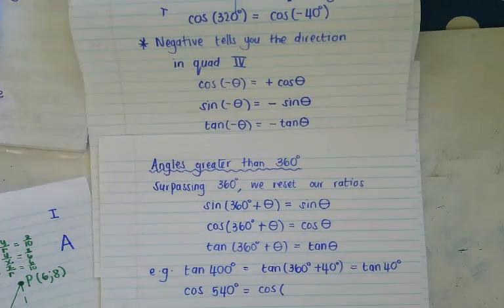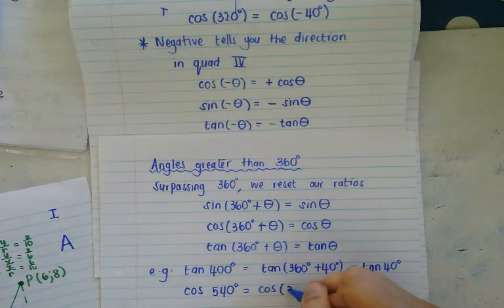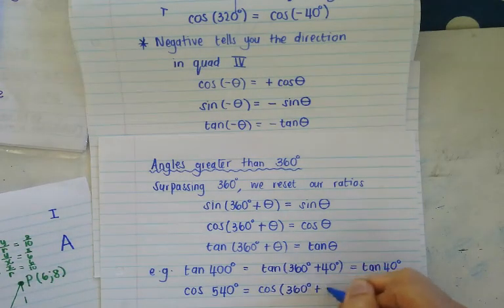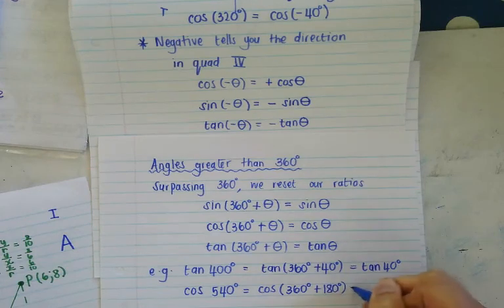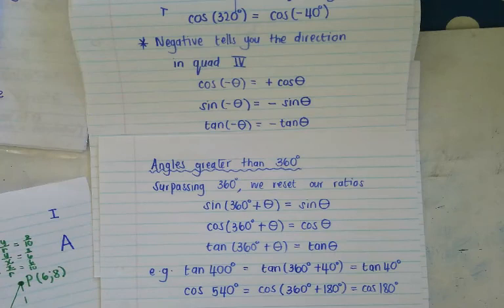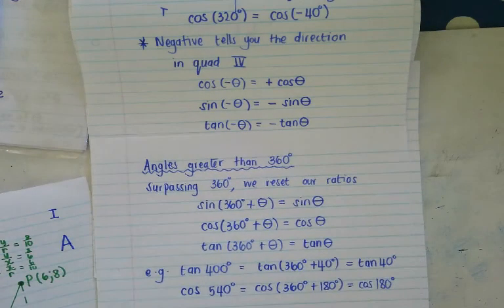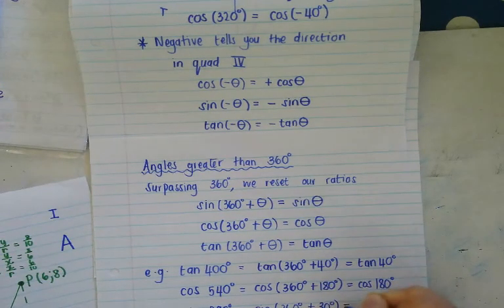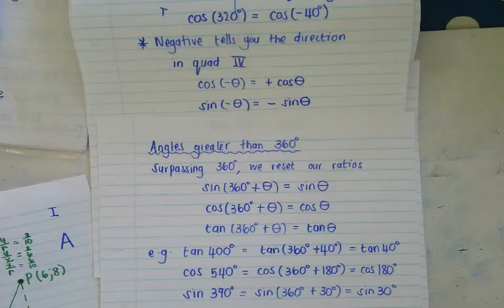My next example. Cos 540 is 360 plus what? So what can I reset my function to? Cos 180. And one more. Sine 390 is equal to sine of 360 plus 30. So I can reset to sine 30 degrees.